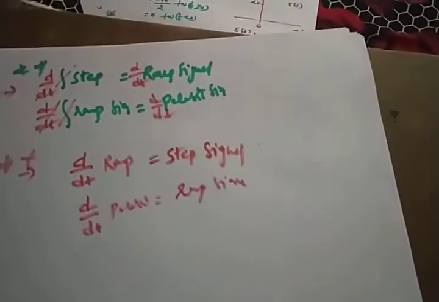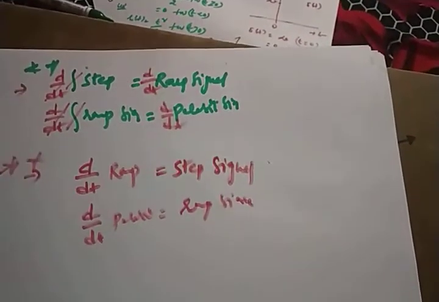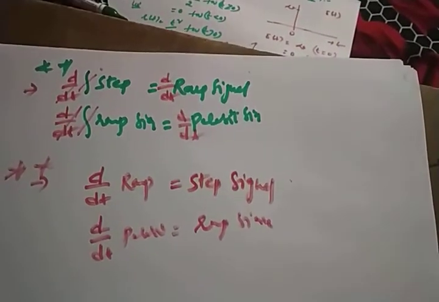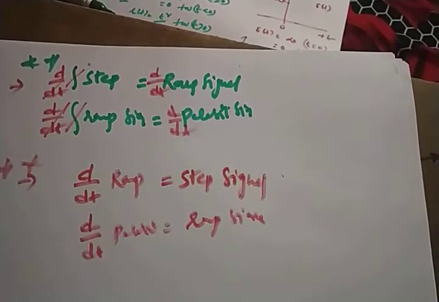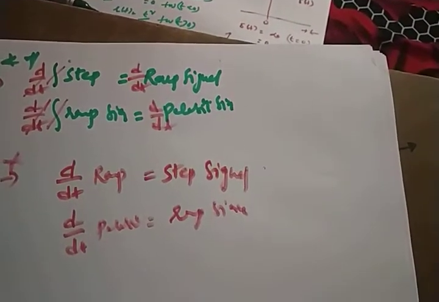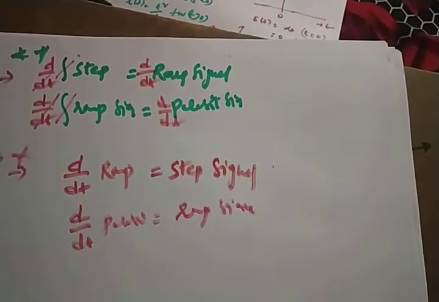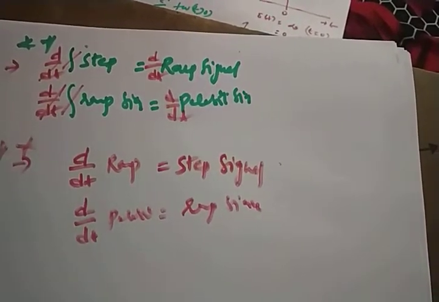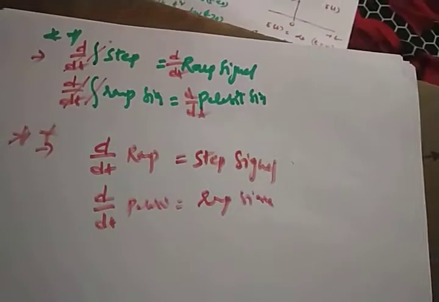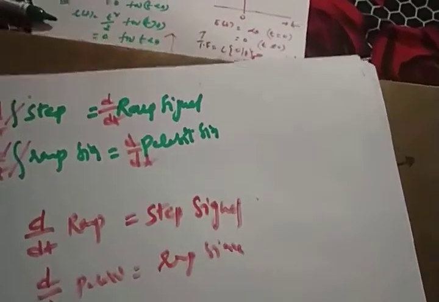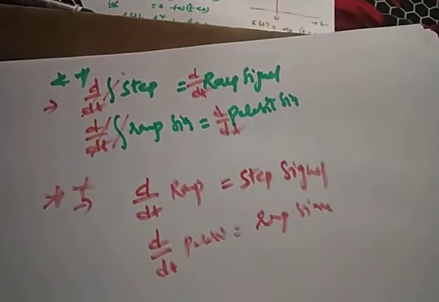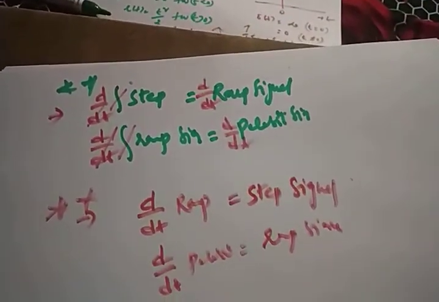This is very, very important. Definitely you will get questions from this. So that means the integral of a step signal is a ramp signal. The integral of a ramp signal is a parabolic signal. If you apply a derivative, the derivative of a ramp signal is a step signal. The derivative of a parabolic signal is a ramp signal. With this we completed one type of signals, because these are elementary generated signals. Now we'll go for another type of signals.